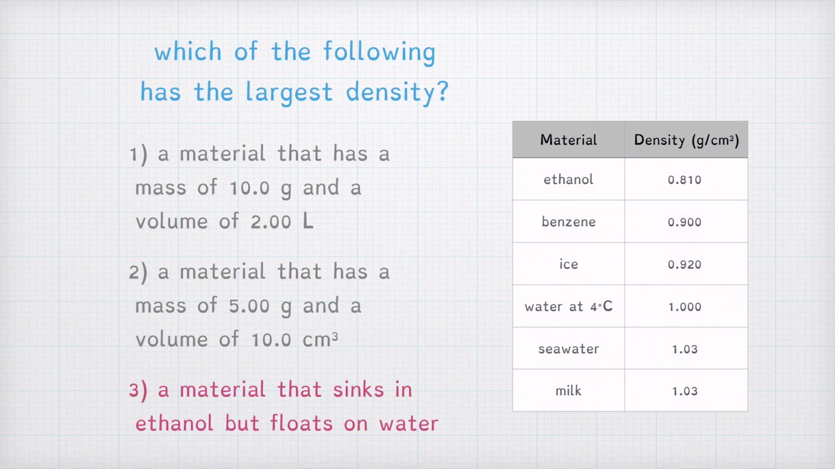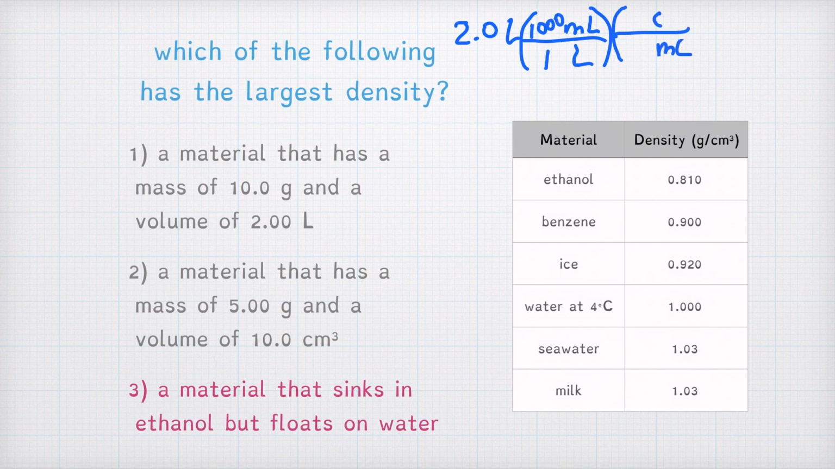For your answer, you should get number 3, a material that sinks in ethanol but floats on water. So let's go through the answer here. The material in number 1 has a mass of 10 grams and a volume of 2 liters. The first thing I would do is convert the 2 liters into cubic centimeters using the techniques that we've talked about. We know we would go from liters to milliliters. In 1 liter, we have 1,000 milliliters. And then from milliliters to cubic centimeters, which is 1 to 1. So that tells us that we have 2,000 cubic centimeters as our volume.